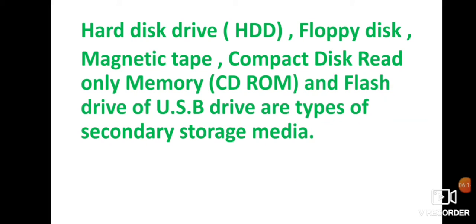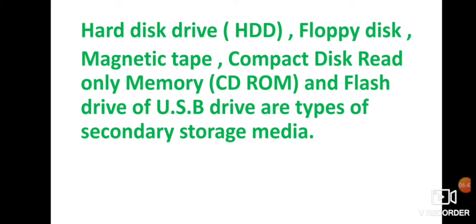Hard disk drive, which is called HDD in short, floppy disk, magnetic tape, CD-ROM, that is compact disc read only memory, and flash drive or USB drive. These are the types of secondary storage media. The secondary storage media generally come in 5 types. Hard disk drive comes inside the computer. There is a box which is known as the hard disk. It stores our data permanently.